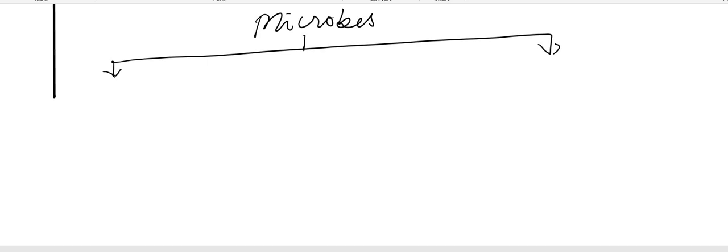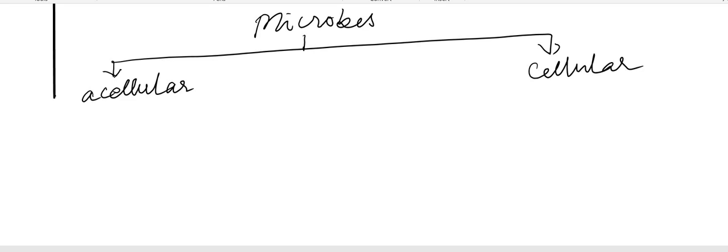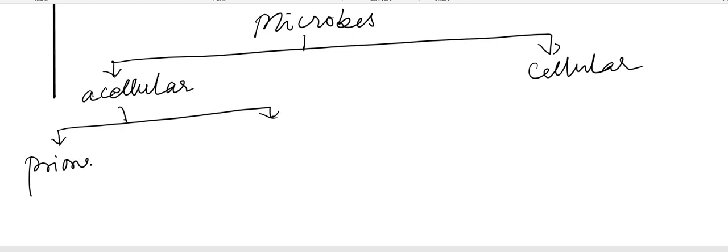Anyway, coming back to the microbes, I will classify them as acellular organisms, which cannot be called complete cells because they do not have the basic components of a cell. The other group I will name cellular ones. These acellular ones I will categorize into two: one is the prions, and the other is the viruses.